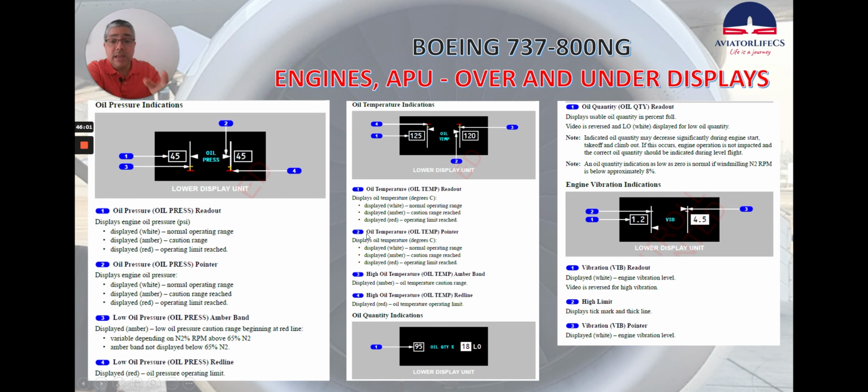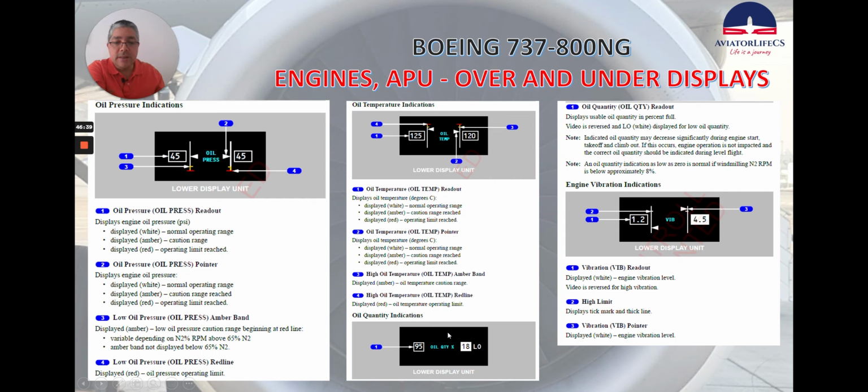For the oil temperature indications, the display in number 1 is in degrees Celsius, and exactly the same for the temperature here for the pointer, in degrees Celsius. Number 3, we have the high oil temperature amber band, displayed amber, oil temperature caution range, and number 4 here is the high oil temperature red line, displayed red, oil temperature operating limit.